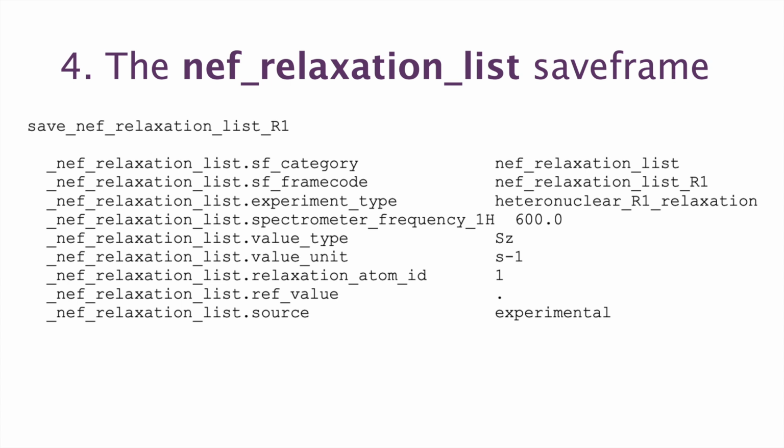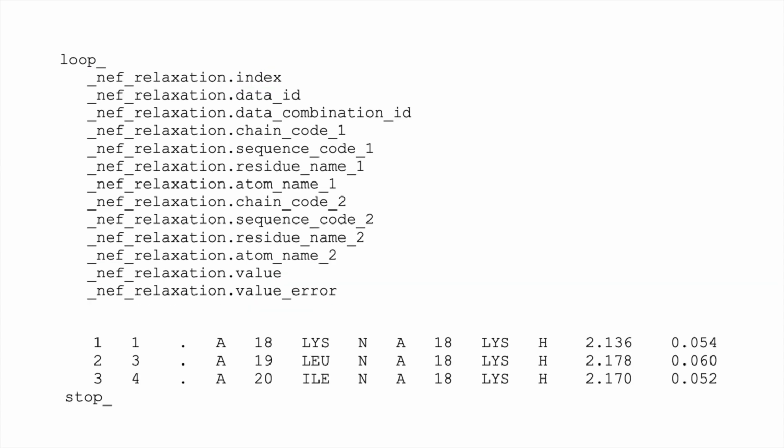First up, the NEF relaxation list save frame. Here, as an example, is an R1 relaxation list. Here is the data that applies to the whole list. Most items should be relatively straightforward. It might be worth mentioning here the relaxation atom ID. This tells us that atom 1 is the atom which relaxes.